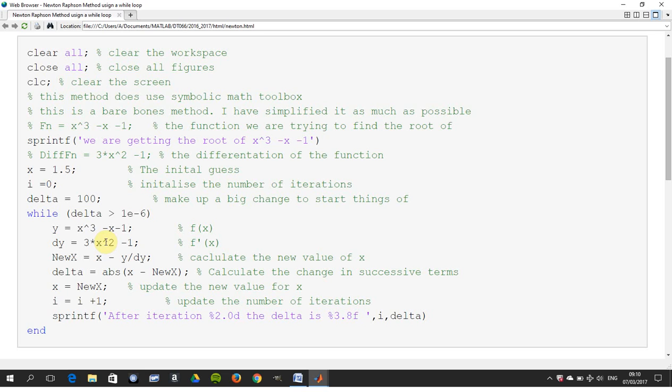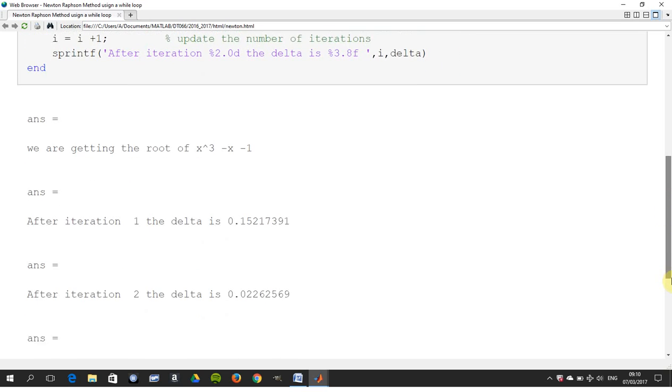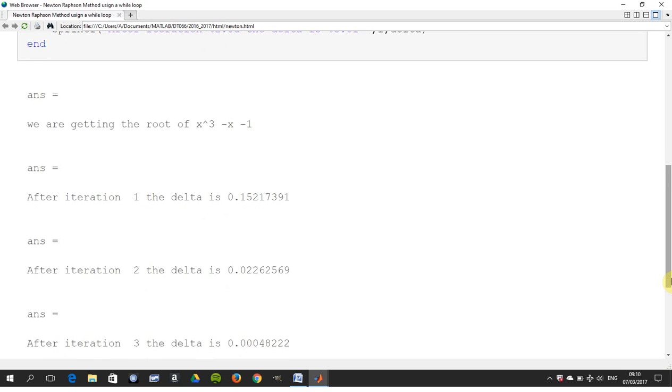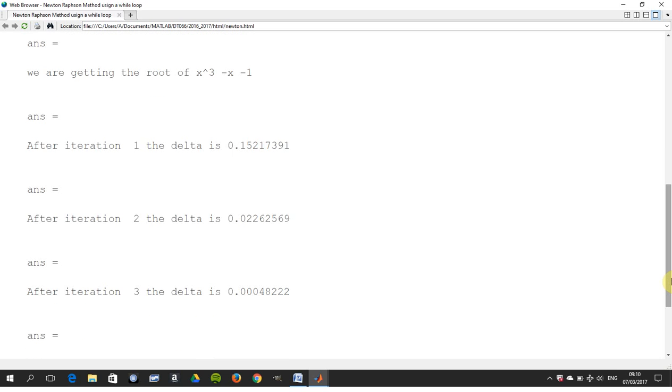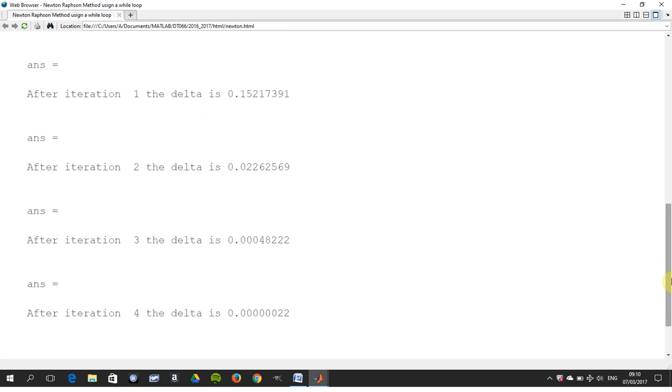We keep looping until the change is less. So we scroll down here, and we get the delta on the first one, as we saw by hand, is 0.152. The delta on the second is 0.022. The delta on the third is 0.004. And then on the last one, the delta is less than, I should say, whichever way you want to look at it, 1e to the minus 6.